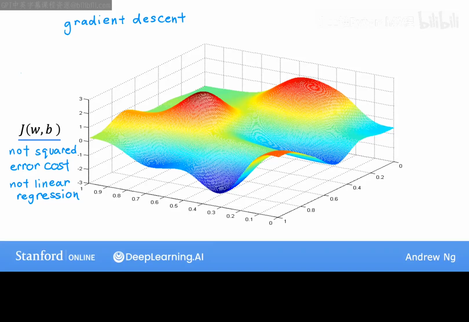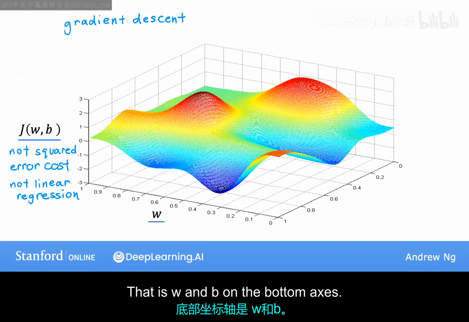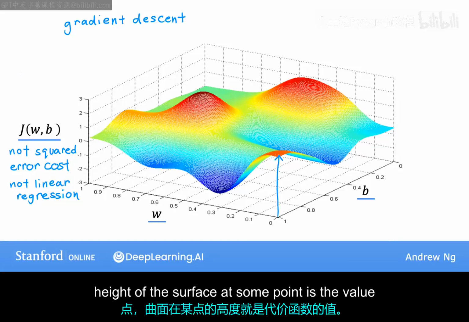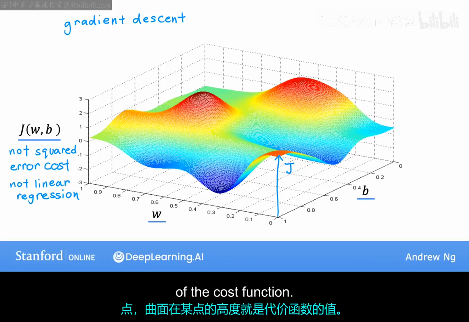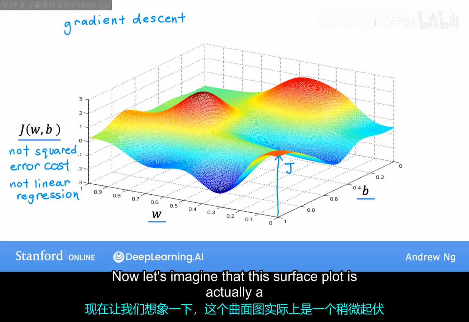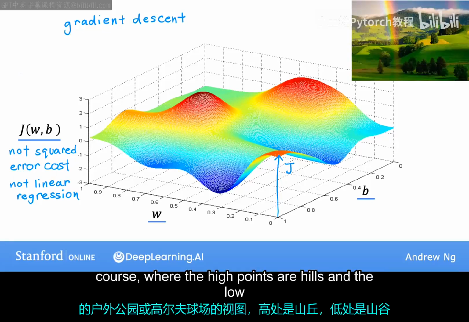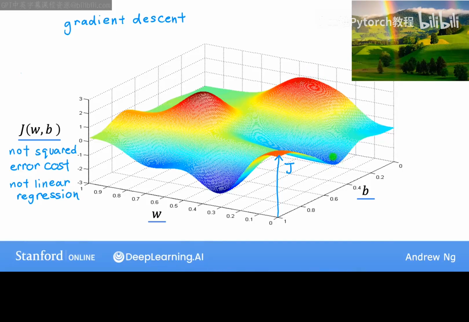Notice the axes. That is w and b on the bottom axes. For different values of w and b, you get different points on this surface J of w, b, where the height of the surface at some point is the value of the cost function. Now, let's imagine that this surface plot is actually a view of a slightly hilly outdoor park or a golf course, where the high points are hills and the low points are valleys like so.